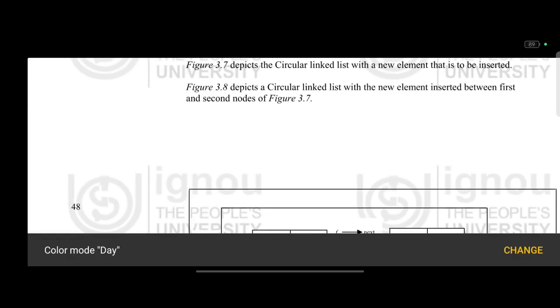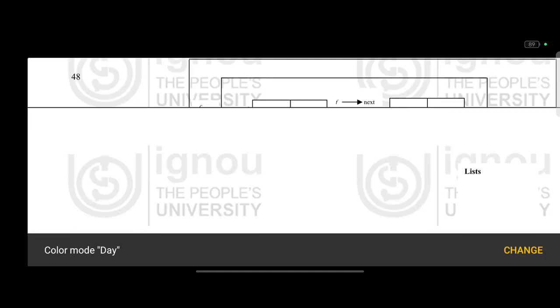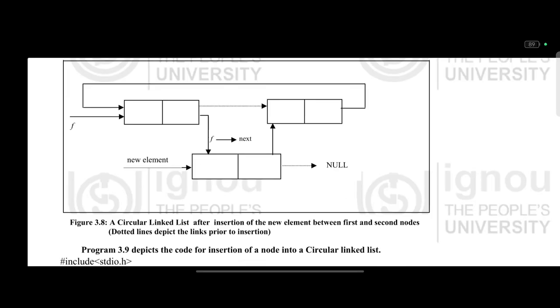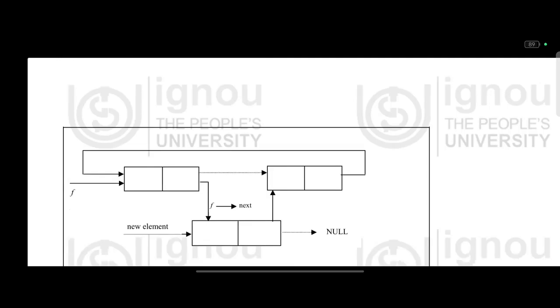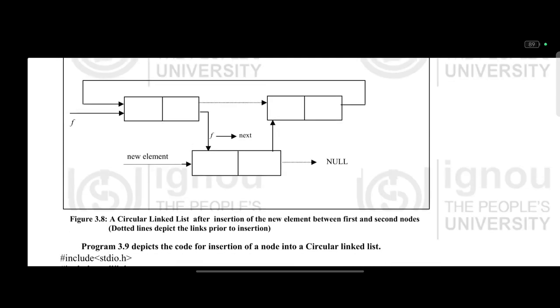Figure 3.7. So here you can see, the figure is not clearly visible. So Figure 3.8, you can see a circular linked list after insertion of the new element between the first and second nodes. Dotted lines depict the links prior to insertion.